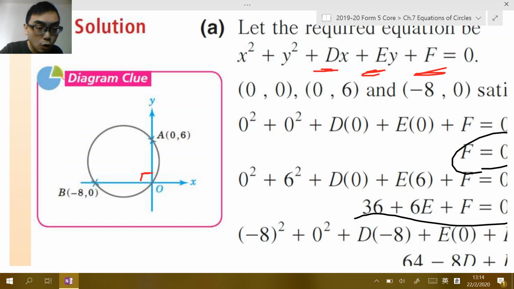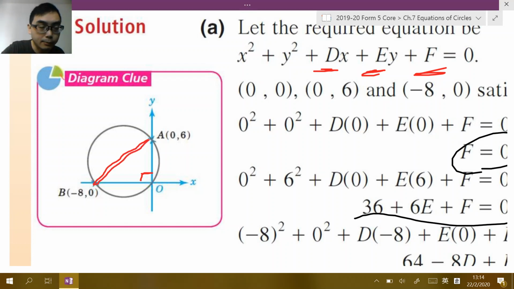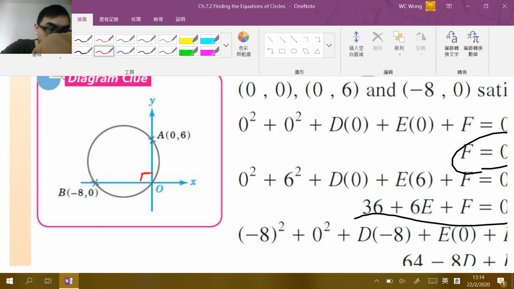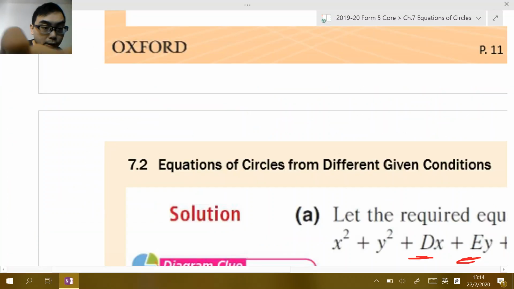So if you join AB, you can see this line is not, I'm drawing very ugly, so I should draw again. Sorry, I should draw again here.